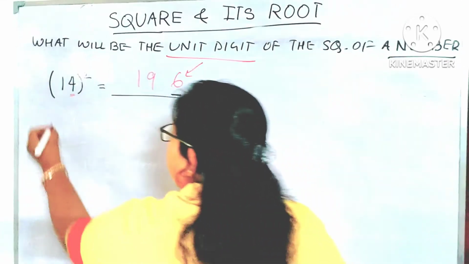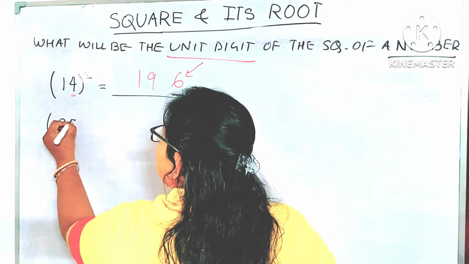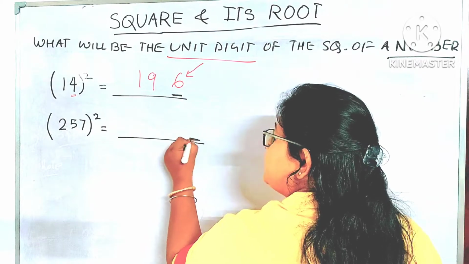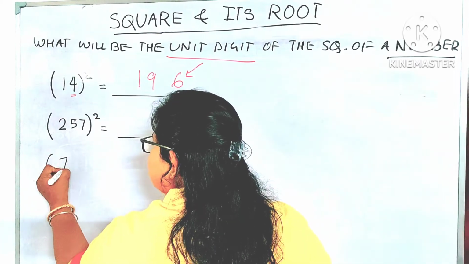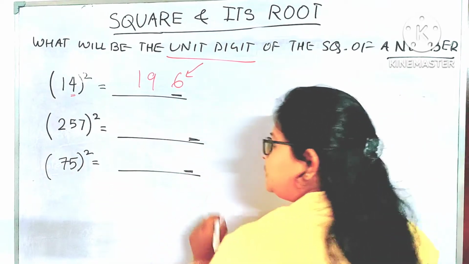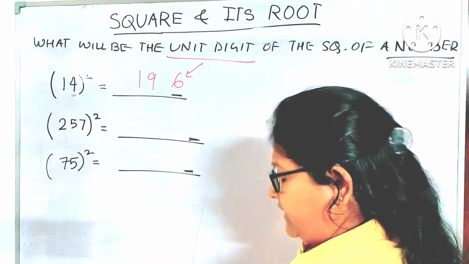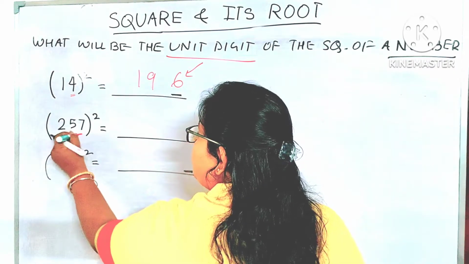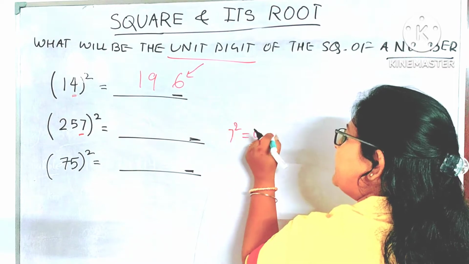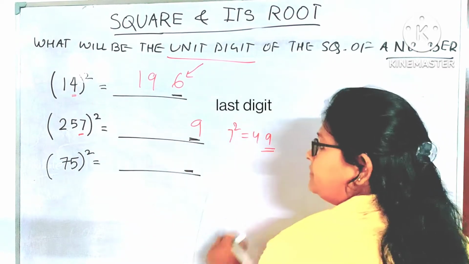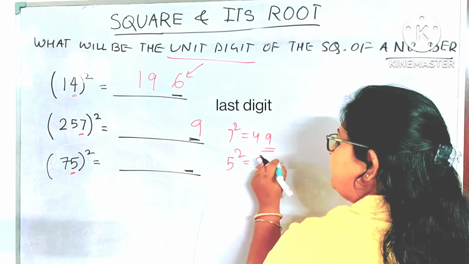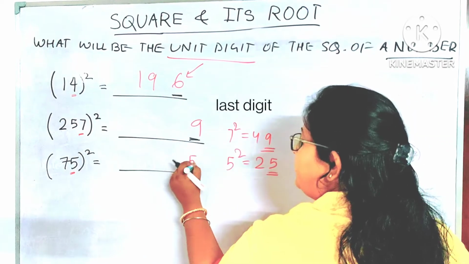Let's consider a bigger number. 257 square. What will be the unit digit? 75 square. What will be the unit digit? So, instead of calculating, what did I say? Let's find out the unit digit of the last one. 7 sevens, 7 square means 49. Last digit 9. 5 square means 25. My last digit is 5.